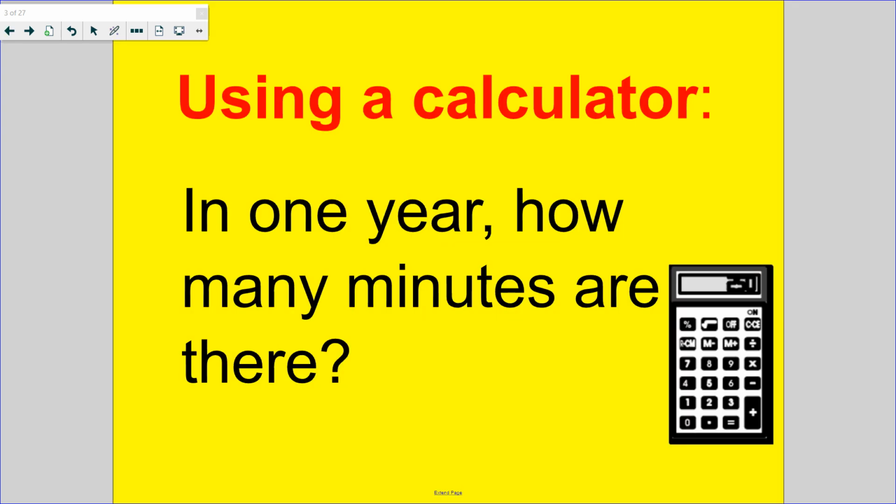So what we're going to be doing is using a calculator. In 1 year, how many minutes are there? So using your calculator, take out a calculator. How many minutes are there in 1 year? Well, as you're doing that, here's the answer.